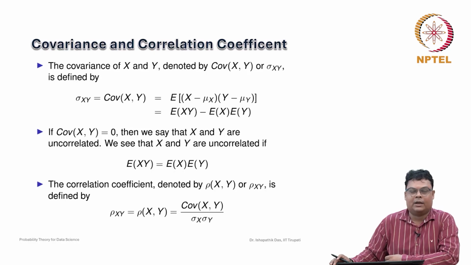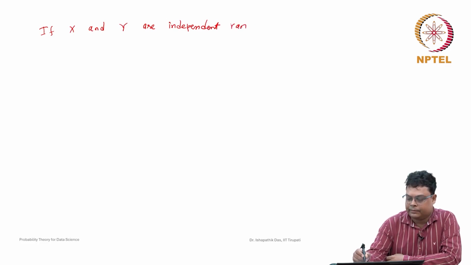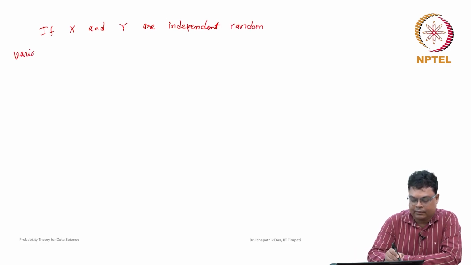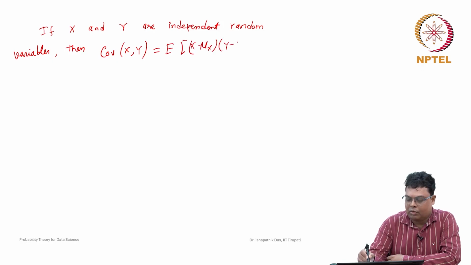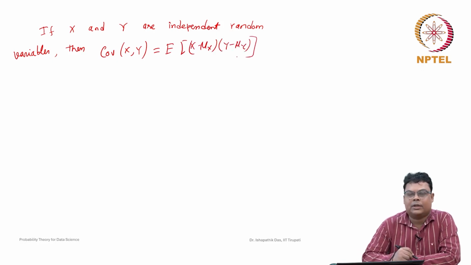If X and Y are independent random variables, then by definition the covariance of X, Y is equal to the expected value of (X minus mu_x) into (Y minus mu_y). If X and Y are independent, what will this expected value be?